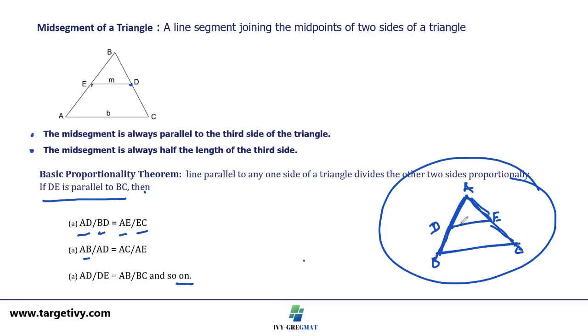So the moment I join the midpoints, we can join these two midpoints and can find multiple proportionalities. So this basic theorem is required when we are solving questions. So let's see the properties of similar triangles.